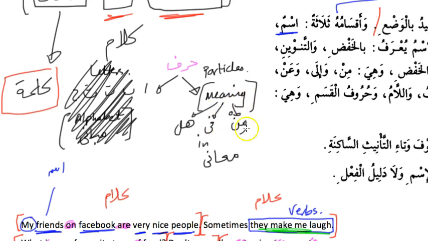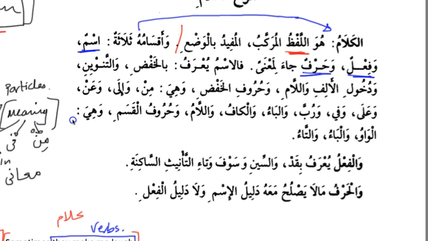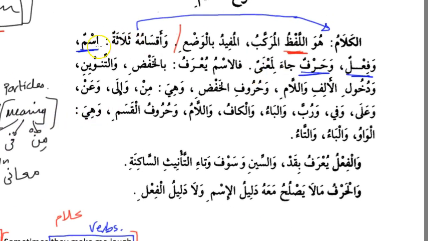particles, these ones. Okay, so this is why he says that there are three types: isms, fi'ls, and harfs. Ja'a lima'nan. Harf which has come for a meaning. Meaning, he's talking about particles. Okay, anyway, that's the second part of the lesson.